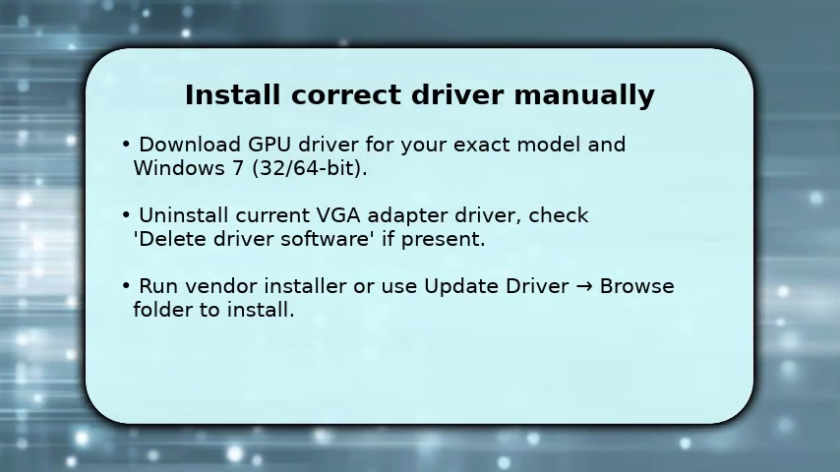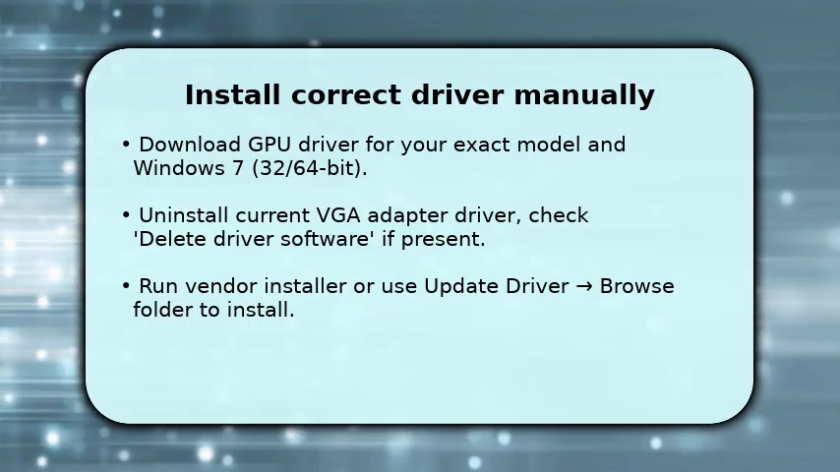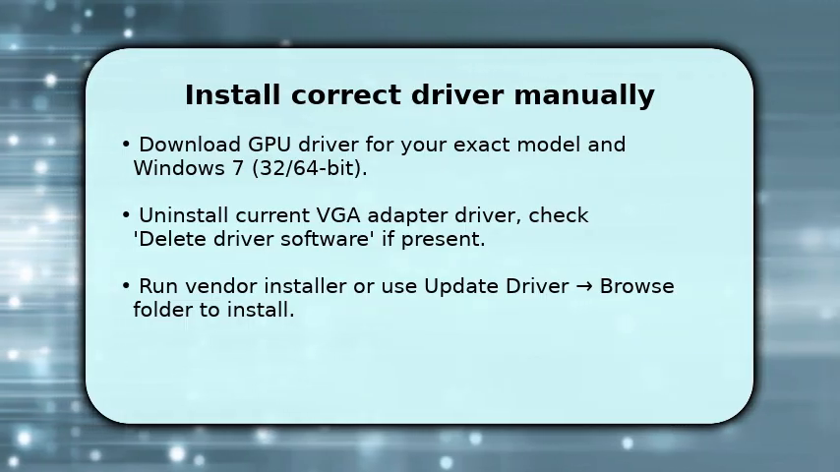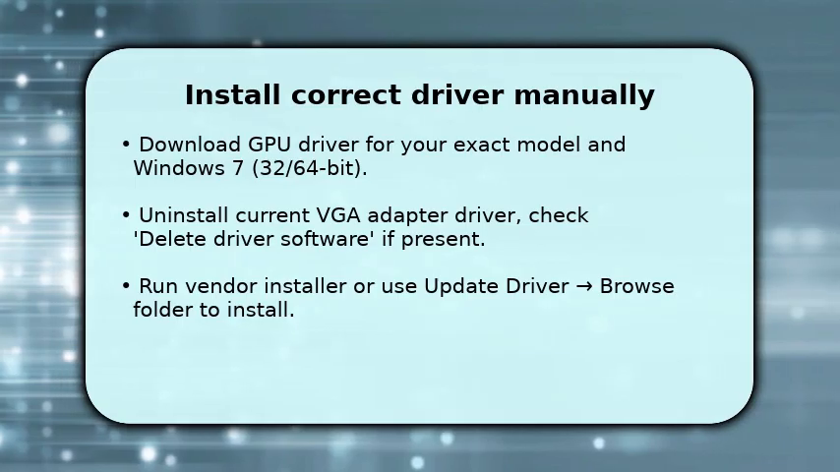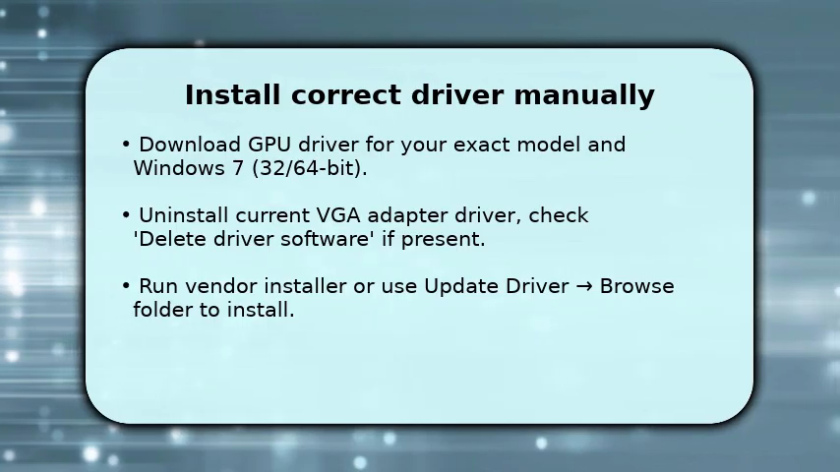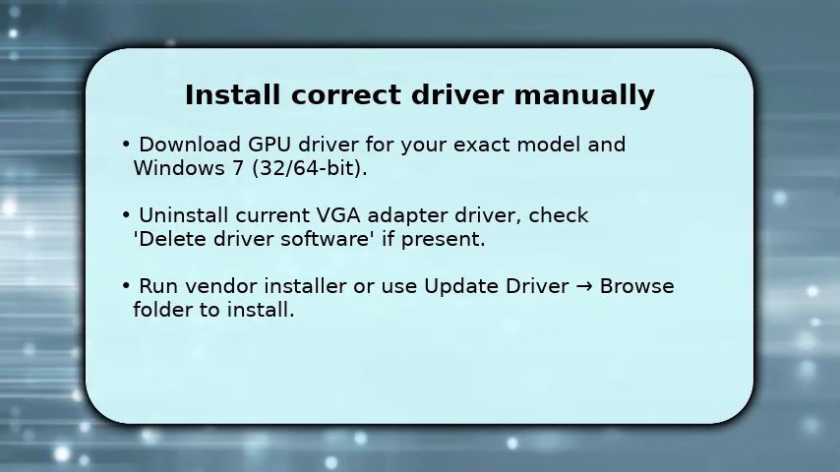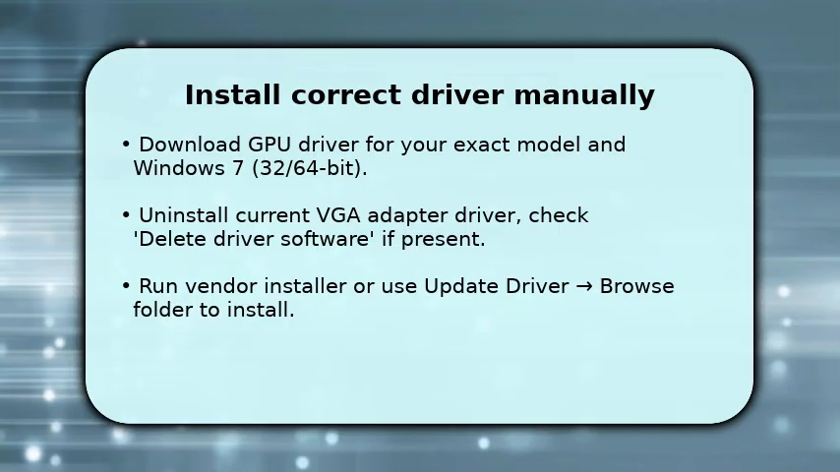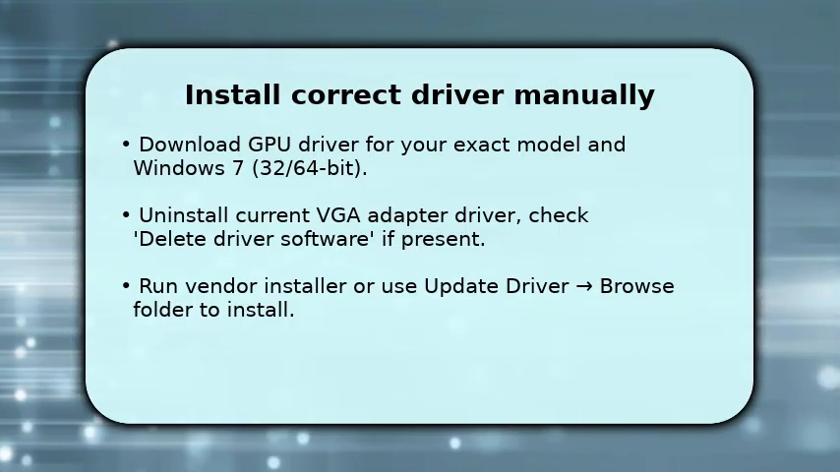First, download the exact driver for your GPU and Windows 7 bitness from the vendor site. This prevents mismatch issues. Next, in Device Manager, right-click the standard VGA graphics adapter, choose Uninstall and select Delete Driver Software when offered. This removes the generic driver.